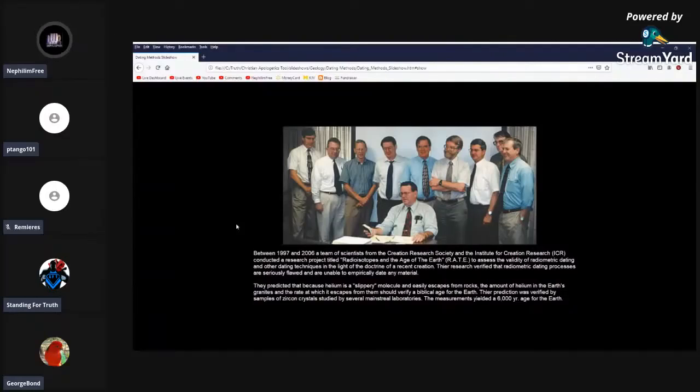And so the laboratory measured the amount of helium in the zircon crystals and sent their report back. Then they sent in another request with more samples saying, here's what we want to know. We want to know the rate at which the helium escapes from the zircon. And the lab conducted their study. They measured how much helium was in it, then over a period of time, how much was in it. And they came up with a rate. They said, this is the rate at which helium escapes from zircon crystals.